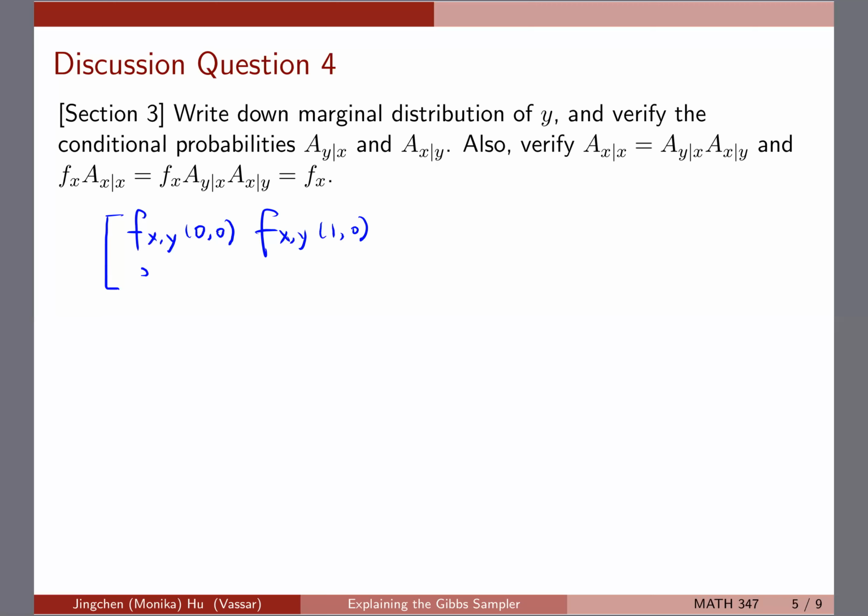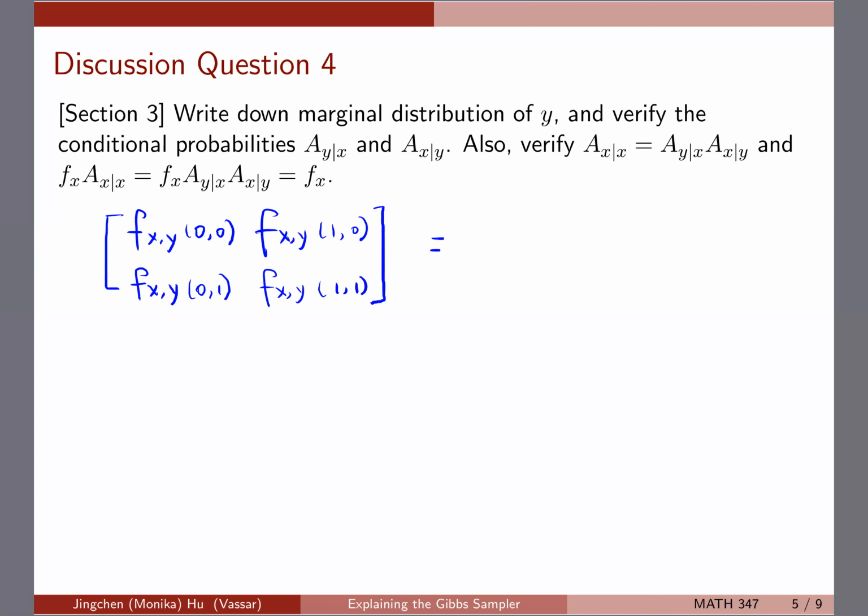So remember, it's binary 2 by 2. Oops, so it should be 1, 1 here. Right, so that will be the matrix that you have. It's 2 by 2, and we're writing it as a joint. So you have f(x, y). What's in the parentheses is just the outcome of each of these two, each of the four.